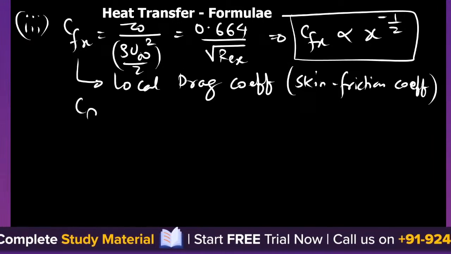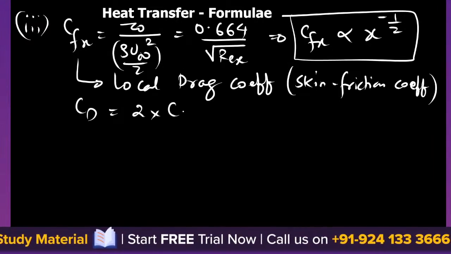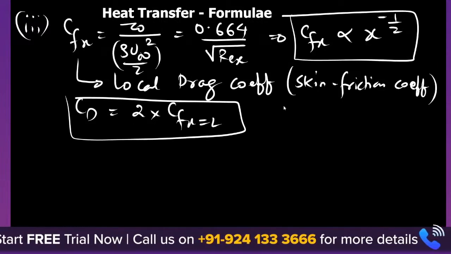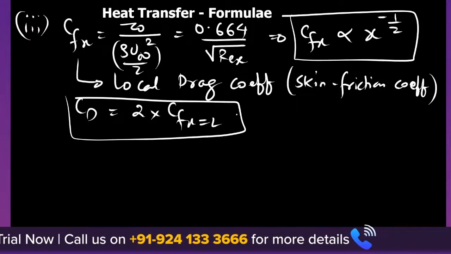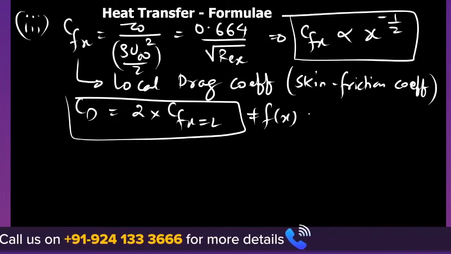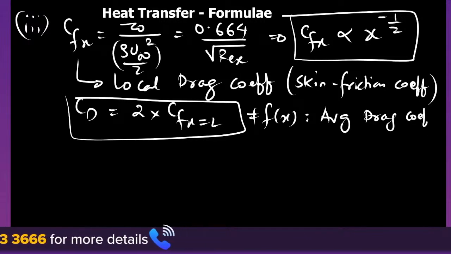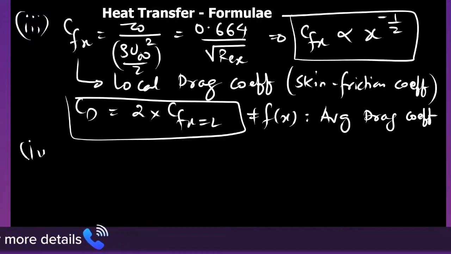And CD, the average drag coefficient, is twice of CF at x is equal to L. The average drag coefficient is not a function of x. That is called the average drag coefficient.